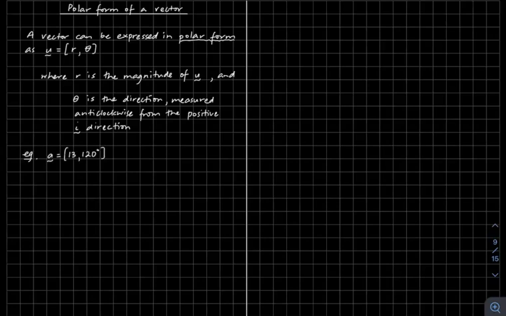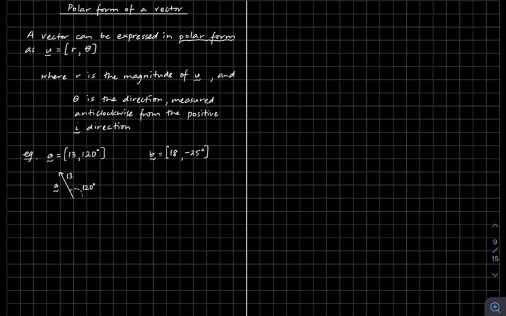So first of all, if I had a vector a whose magnitude was 13 and whose direction was 120, well, the first thing I need to do is get my direction. So if I started from the positive i direction and then measured round 120 degrees anti-clockwise, then my vector would be pointing up in that direction there, and it would need to have a magnitude of 13, so the length of that would need to be 13.